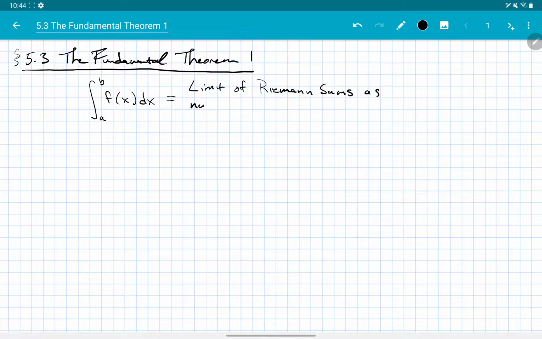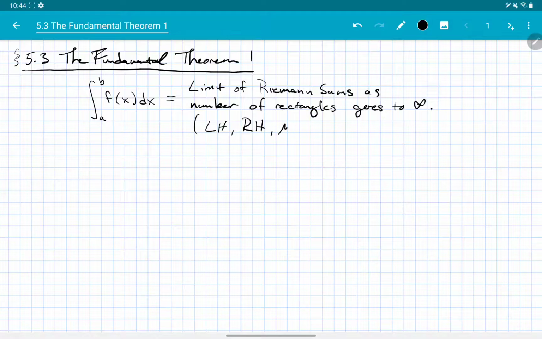as the number of rectangles goes to infinity. Right? And it doesn't matter what type of sum we use, whether it's the left-hand sum, the right-hand sum, midpoint, max, min, right? We're all supposed to get the same limit out of this. Okay, so that's what we mean by the integral from a to b of f of x dx.